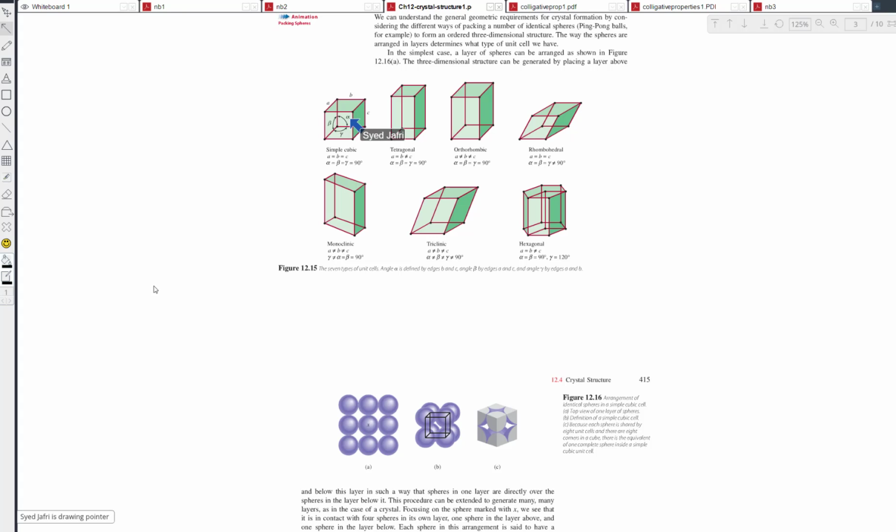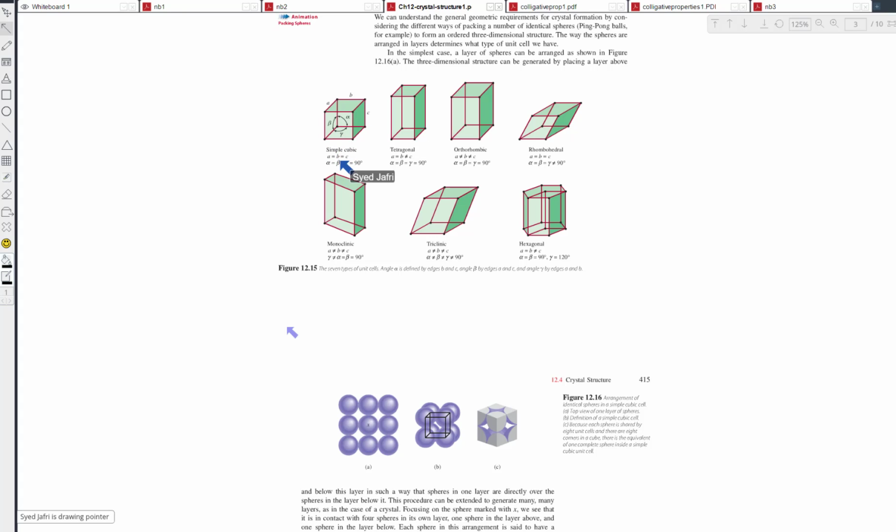The angle between C and B is called alpha. And what about beta? Beta is between what angles? Look here, this one side is your A, this one side is your C. Beta is between A and C. And gamma is between A and B.